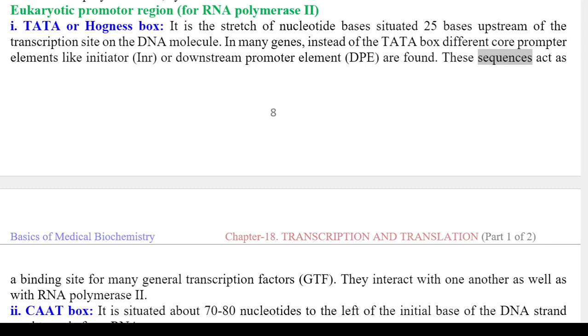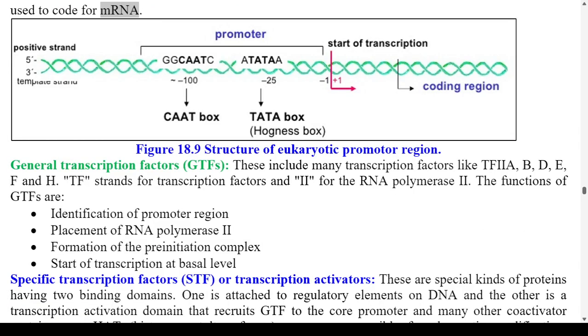2. CAAT box, it is situated about 70 to 80 nucleotides to the left of the initial base of the DNA strand used to code for mRNA. Figure 18.9 Structure of eukaryotic promoter region.